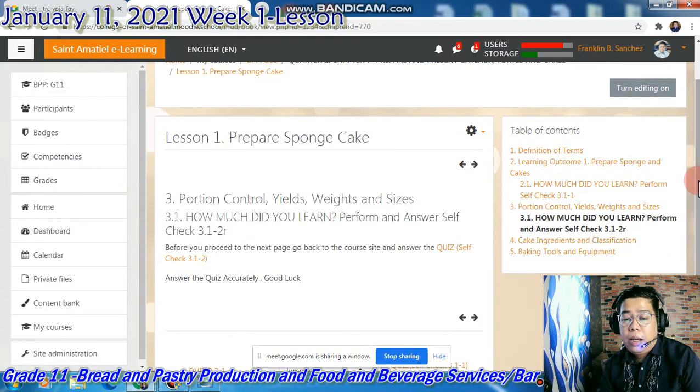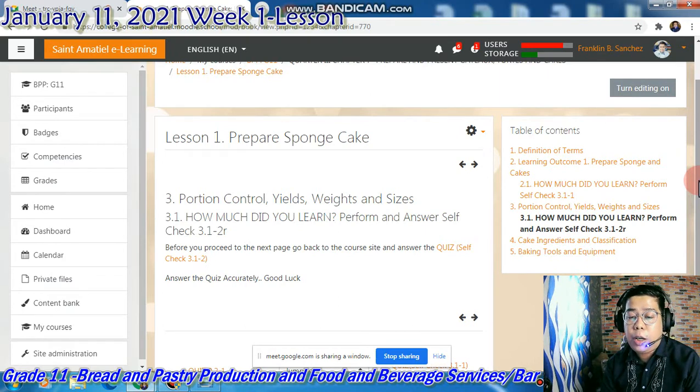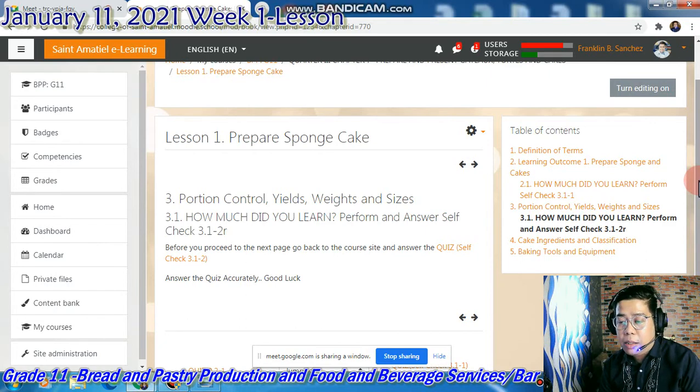Ayan. We have the other instruction ulit. So, before you proceed to the next page, go back to the course site and answer the quiz self-check 3.1-2. So, we have 2 activity po, 3 activity. Read all the information for the lesson and answer all the questions on the quiz or self-check 3.1-1, 3.1-2. Naintindihan po ba, Saint John?